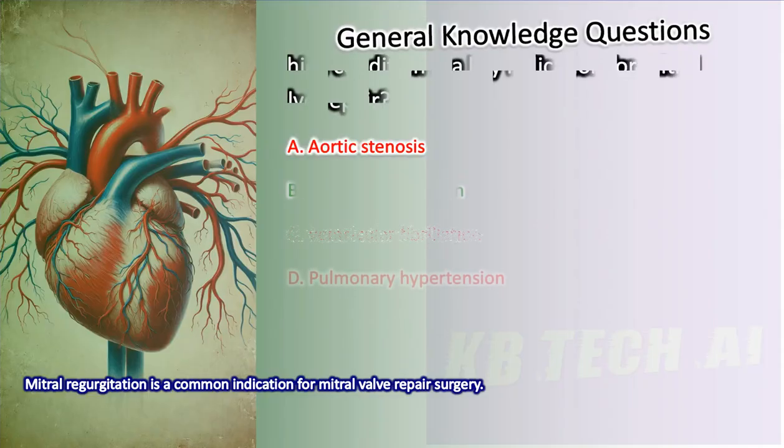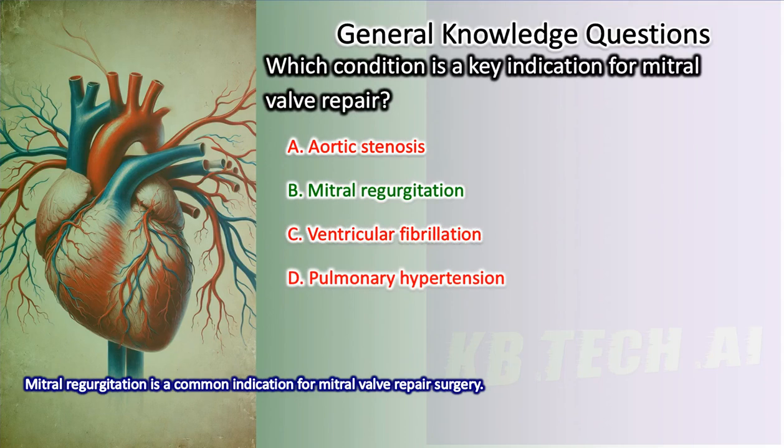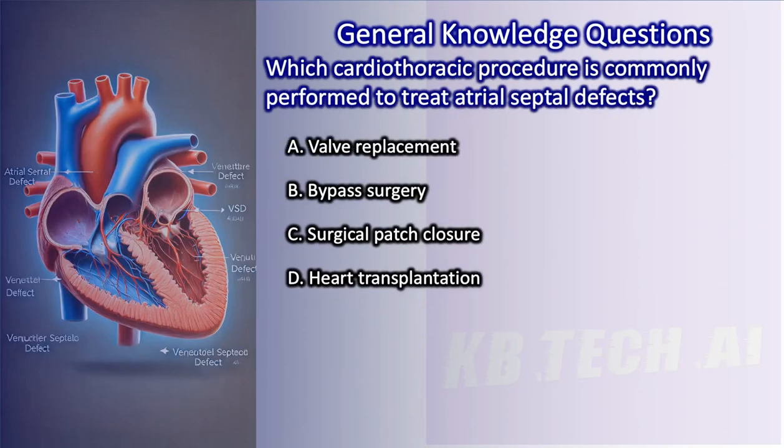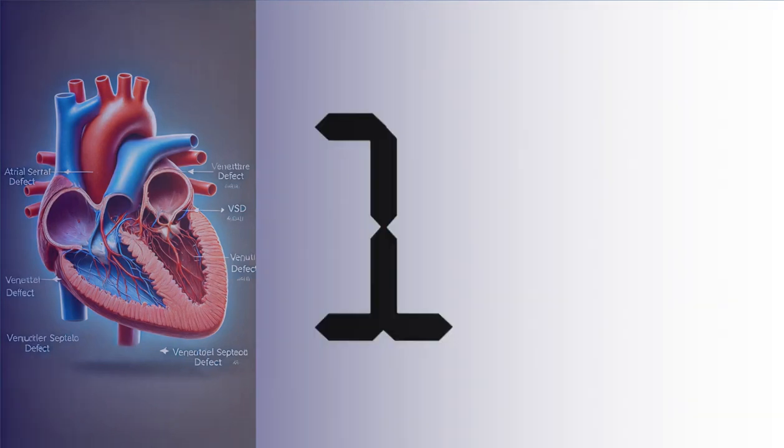The answer is Option 2. Mitral regurgitation. Which cardiothoracic procedure is commonly performed to treat atrial septal defects? Option 1. Valve replacement. Option 2. Bypass surgery. Option 3. Surgical patch closure. Option 4. Heart transplantation.